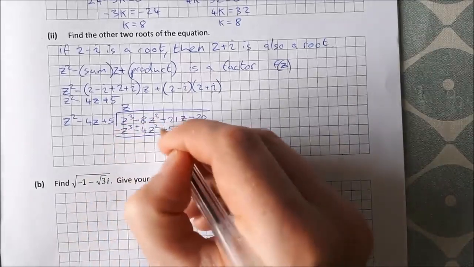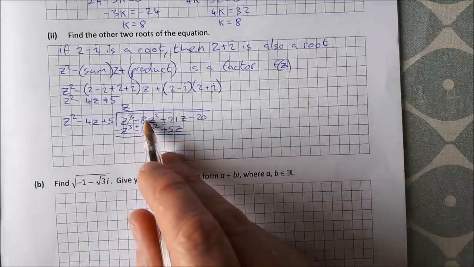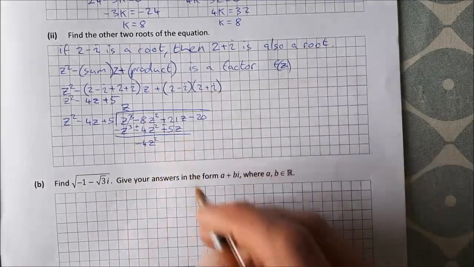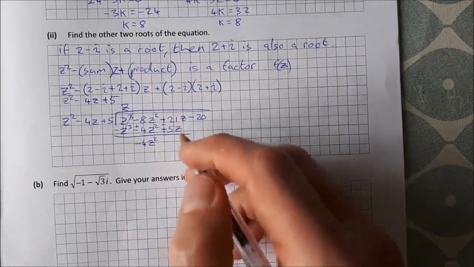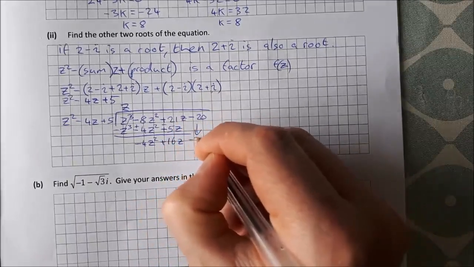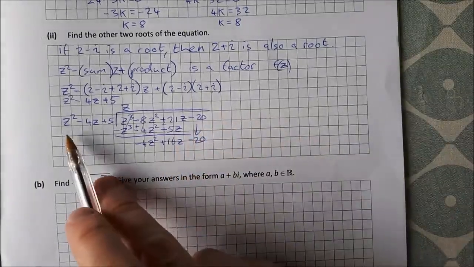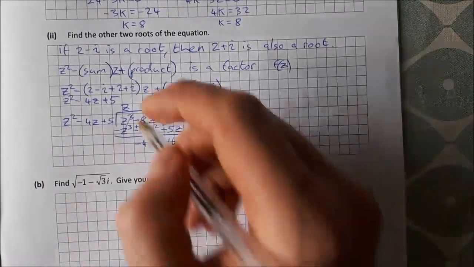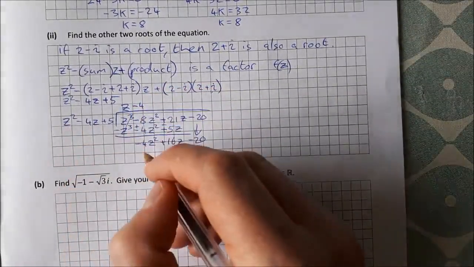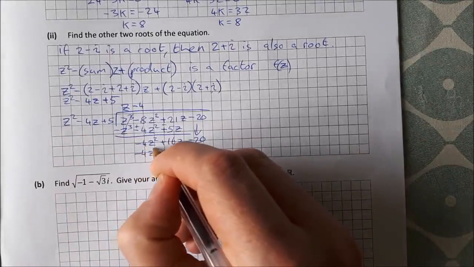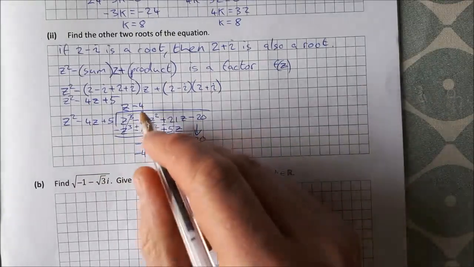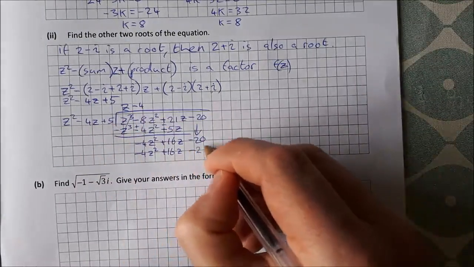Change the signs, so they'll cancel. Minus 8 plus 4 is minus 4z squared. 21 minus 5 is 16z. And then we bring down our minus 20. Then we divide in again, so z squared into minus 4z squared goes in minus 4 times. Multiply down: minus 4 by that is minus 4z squared. Minus 4 by minus 4z is plus 16z. And then minus 4 by plus 5 is minus 20.